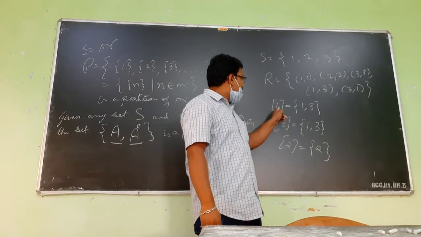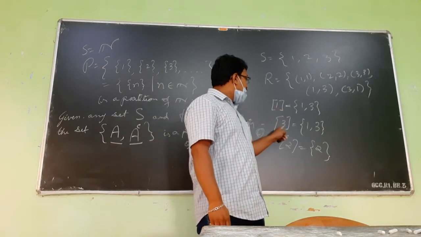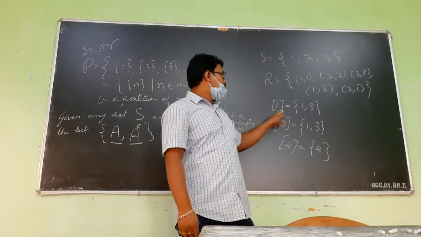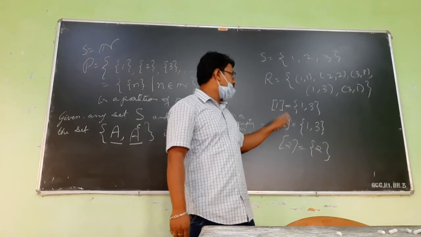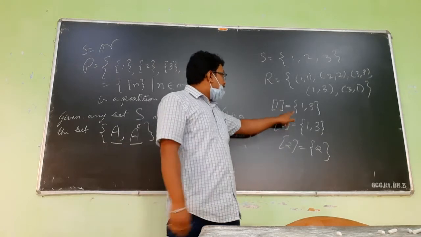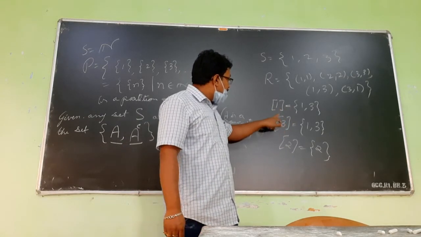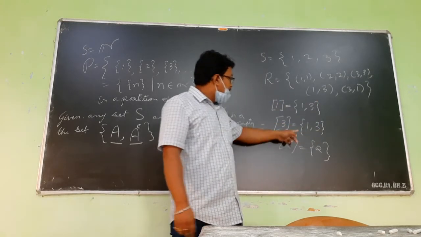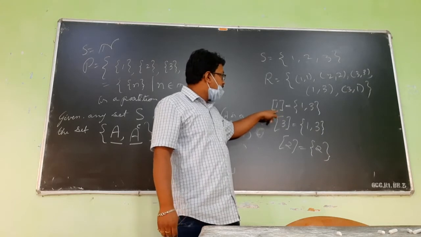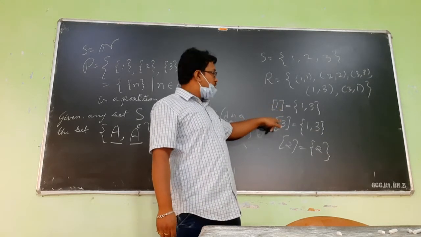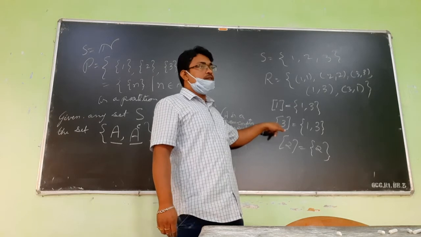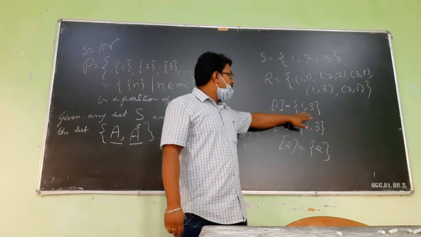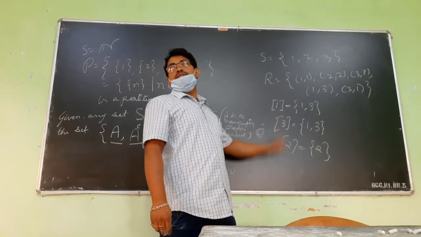So 1 and 3 belong to the same equivalence class, so they are related. So this equivalence class {1, 3} can be represented as the equivalence class of 1, or it can be represented as the equivalence class of 3. So the same equivalence class can be represented in two different ways.